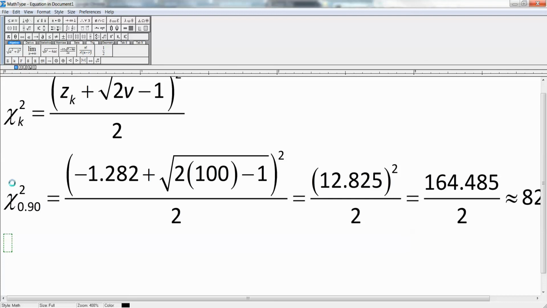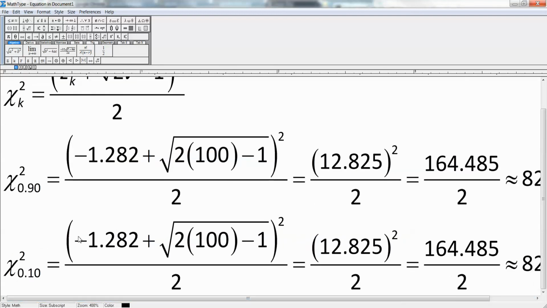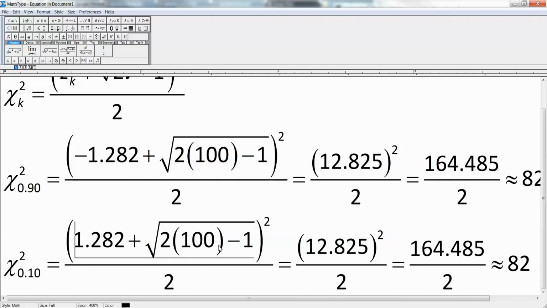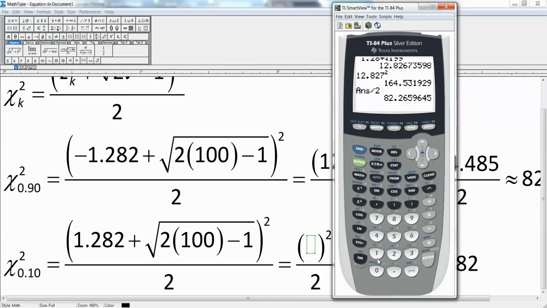All right. So the other one is going to be 0.10. So what's going to change there is that this is going to be the positive value, 1.282. So instead of negative 1.282 plus the square root of 199, it's going to be 1.282, or 28, that's fine, plus the square root of 199. Enter. So that gets us 15, and then we square that, and then we get 236. So let me write that out. 15.389.